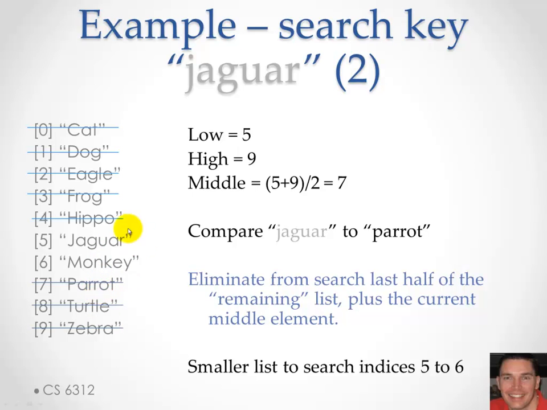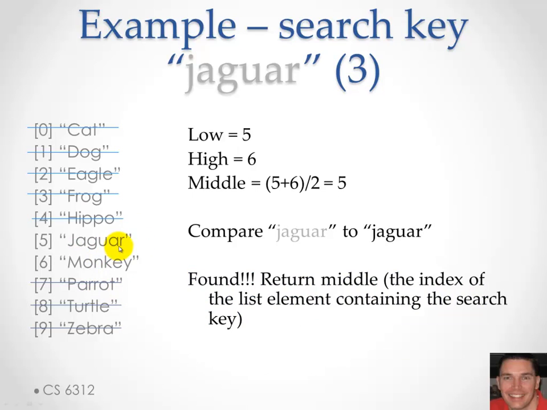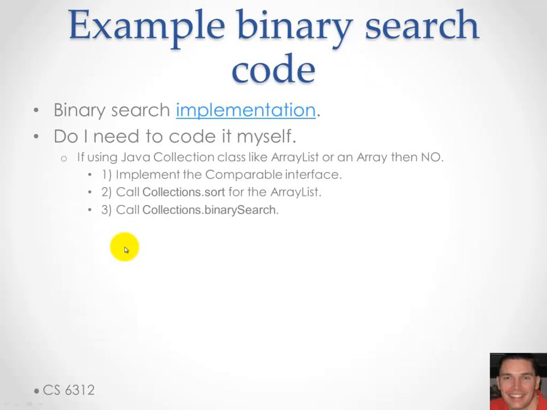So I eliminate that, and now I'm going to search on this smaller list. When I come in, I determine my middle index, and I get 5. I compare jaguar to jaguar. I have now found it. So I can return my middle element or the index of that middle element, whatever I need. This process of searching by going to the middle element, eliminating half your search field, and searching in the other half is known as a binary search.